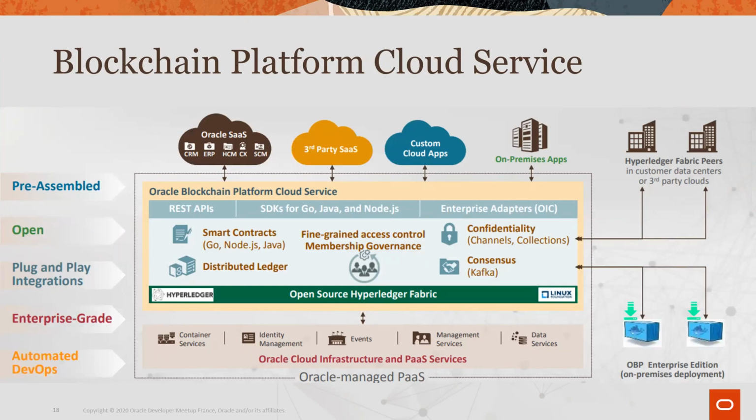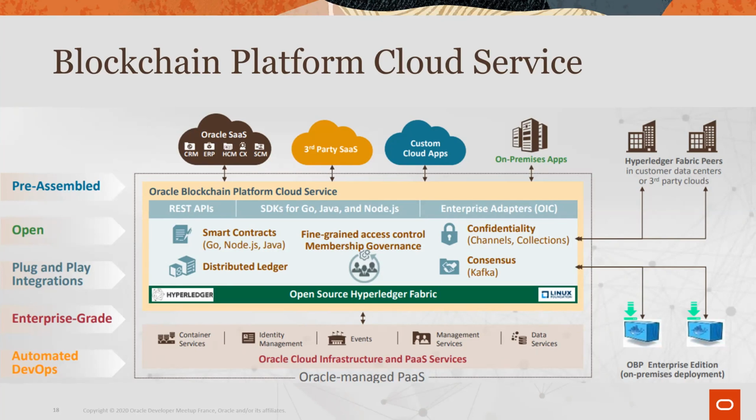Blockchain platform cloud service. This is the managed PaaS service of Oracle, which is built on top of the open source Hyperledger Fabric. It runs on cloud infrastructure as a PaaS service, so as platform service. And as Sanae mentioned, it's pre-assembled, everything. So if you start, you don't have to set all the things up, because blockchain can be very difficult, with a lot of moving components. And on top of the open source Hyperledger Fabric, they built easy integration through REST APIs. They made a very good UI. We will see that to manage everything.